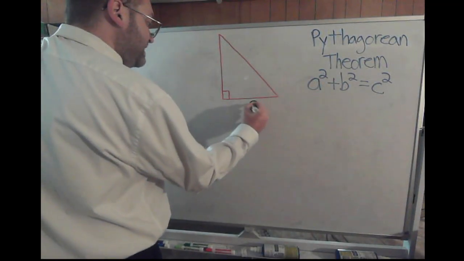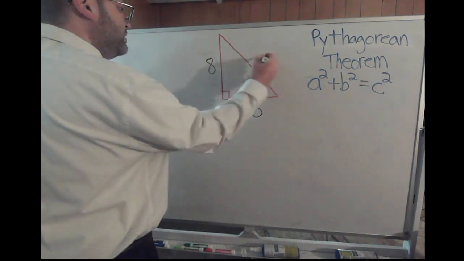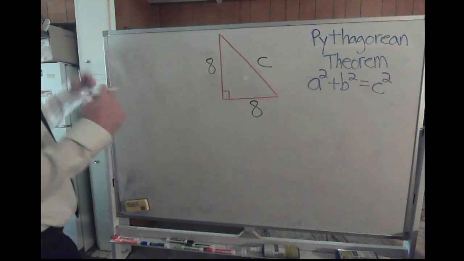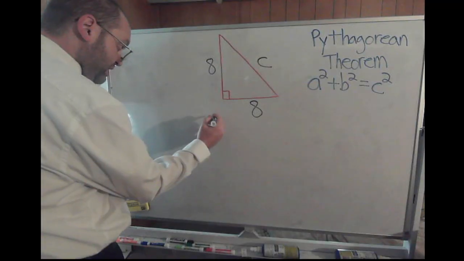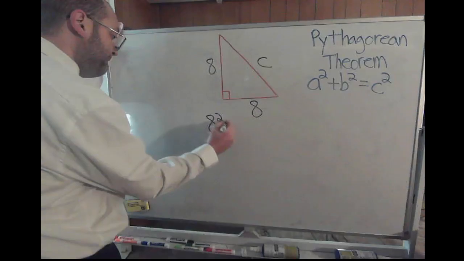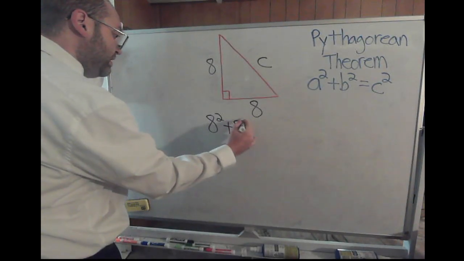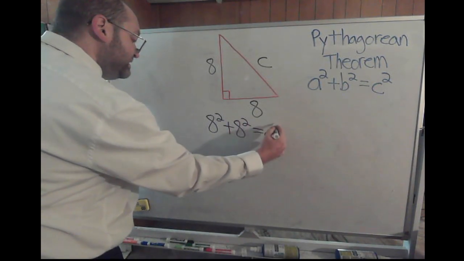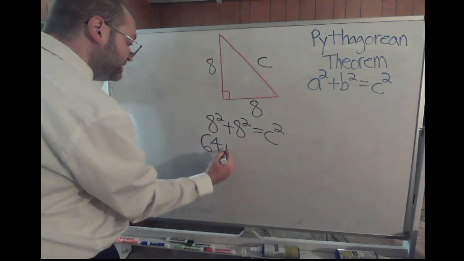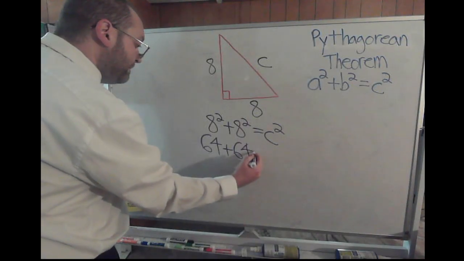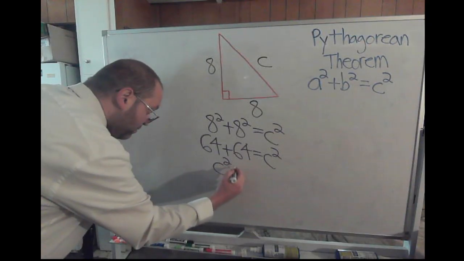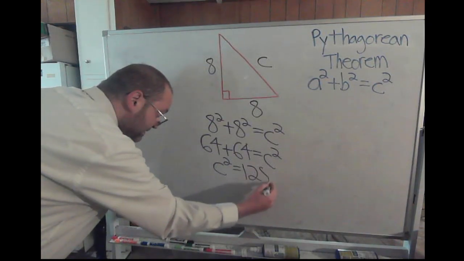Okay, this time we have side A equals 8, side B equals 8, but we don't know side C. Well, still the same process. You have two sides of the same length. So you're going to have 8 squared plus 8 squared equal to C squared. Well, 8 squared, that's 64, plus 8 squared, that's another 64. That would equal C squared. So then C squared would equal 128.